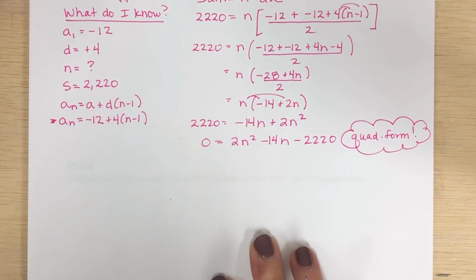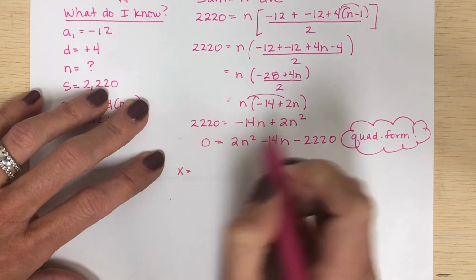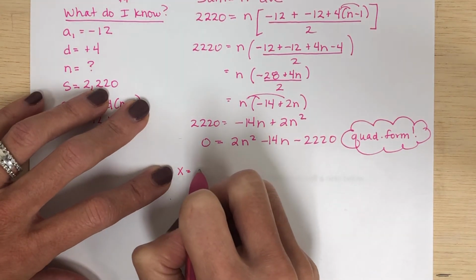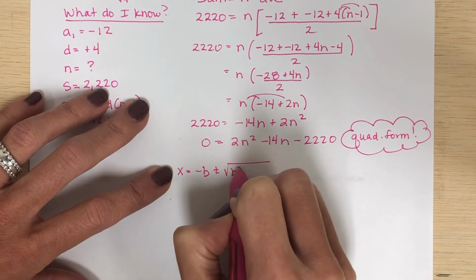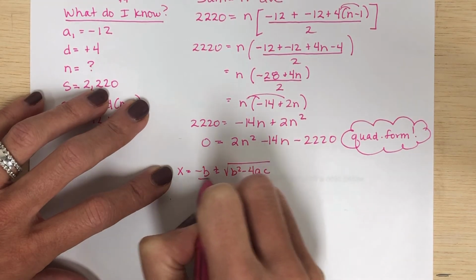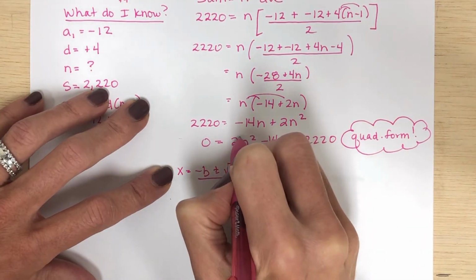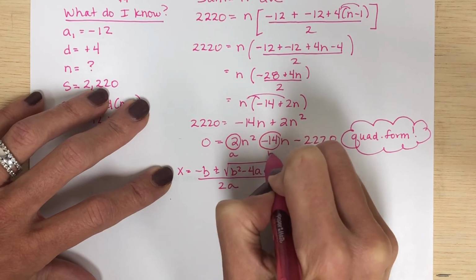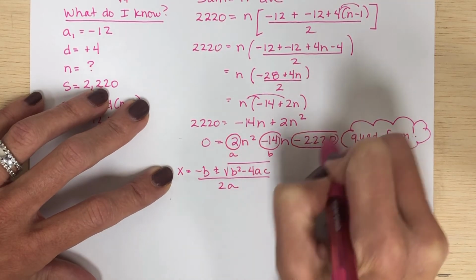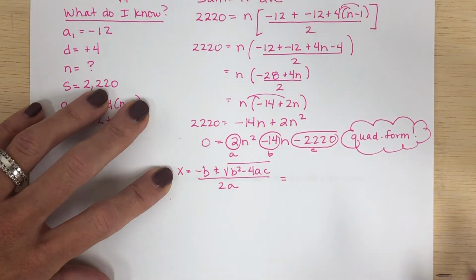If you don't remember what the quadratic formula is, here it is. To our favorite song, Pop Goes the Weasel: x equals -b plus or minus the square root of b squared minus 4ac, all over 2a. Here's my a, here's my b, and this is my c for constant. Let's plug in what we know. I told you there'd be a lot of steps.